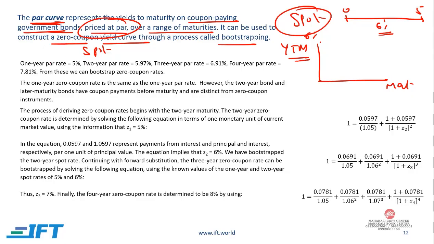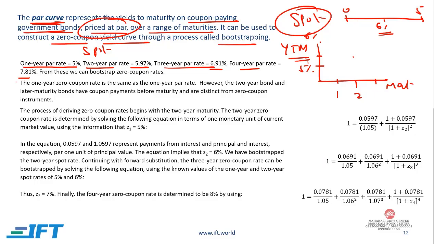So we are given an example. We have a 1-year par rate of 5%. So a 1-year government bond that's trading at par, here the yield is 5%. Then we have a 2-year par rate which is 5.97%. So for a 2-year government bond trading at par, the yield is 5.97, and then a 3-year par rate of 6.91. So this basically gives us a par curve. We are also given the 4-year par rate at 7.81.